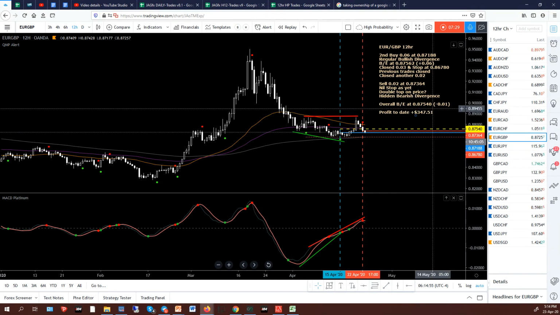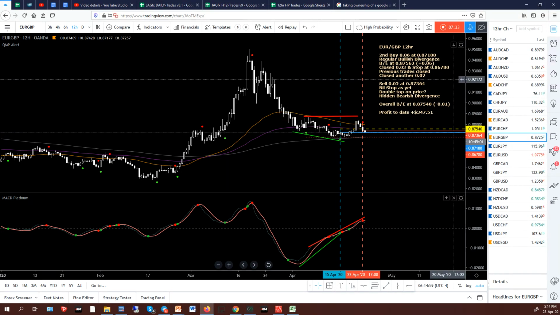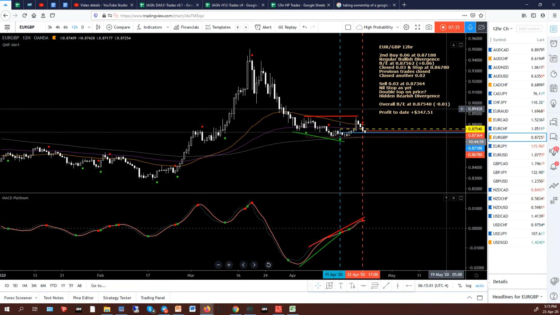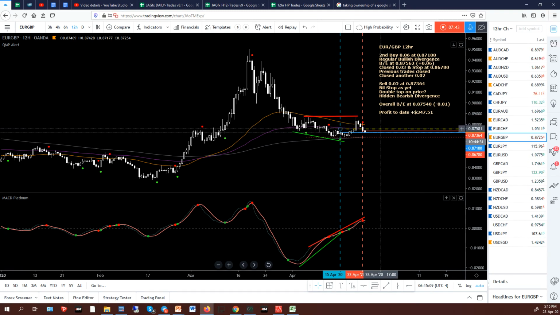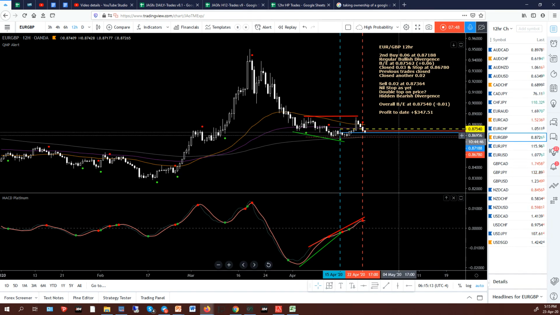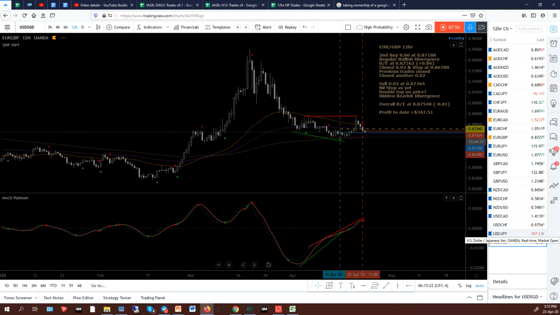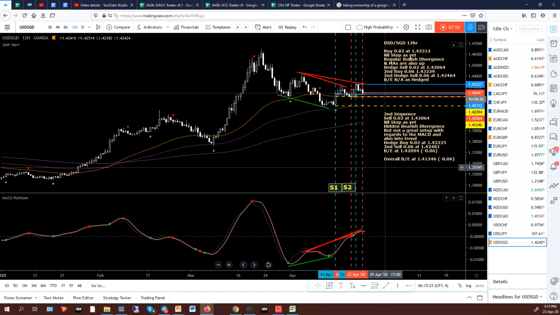So overall break even, because I've got a sell for 0.02 and a buy for 0.01, my overall break even for both trades is net minus 87540, which is this yellow line here. And because it's negative net, as long as price stays below that, I can close both trades and be in profit. So that's the Euro pound.